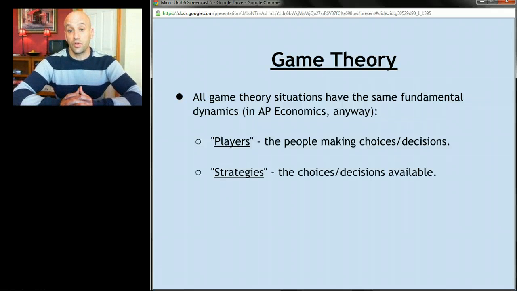You're also going to see what are called strategies. You can think of those simply as the choices or decisions that the players have to make. So in the Titan game, the strategies would be what price to charge, what quantity to produce, and etc.